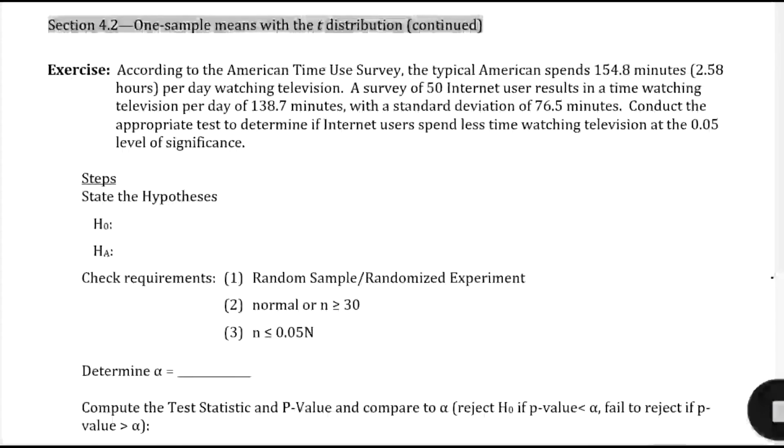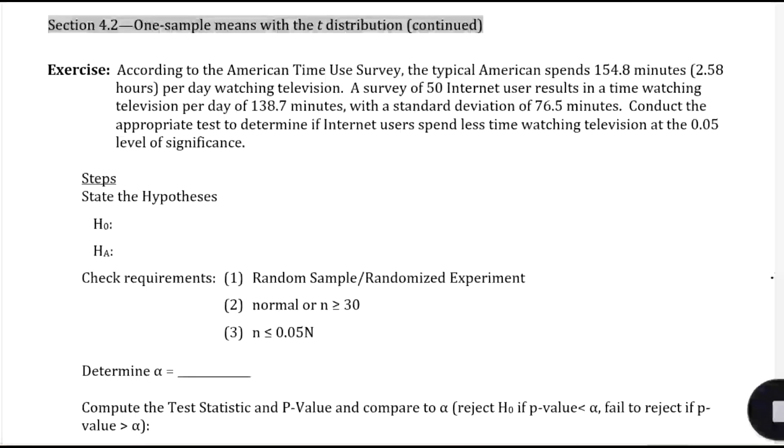A survey of 50 internet users in a time watching television per day results in a time of 138.7 minutes. The standard deviation is 76.5 minutes. Conduct the appropriate test to determine if internet users spend less time watching television at the 0.05 level of significance.